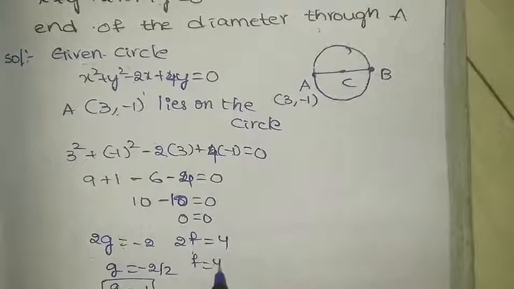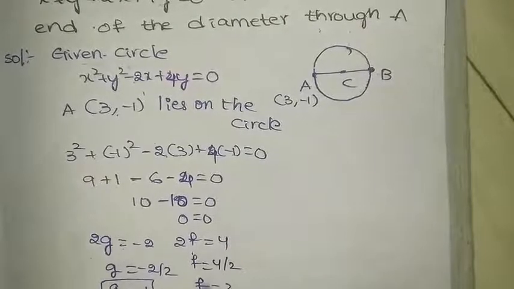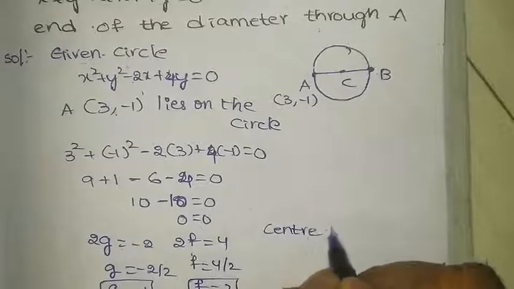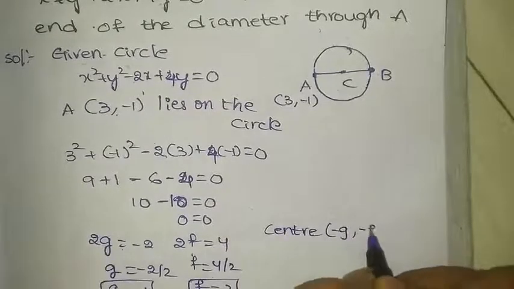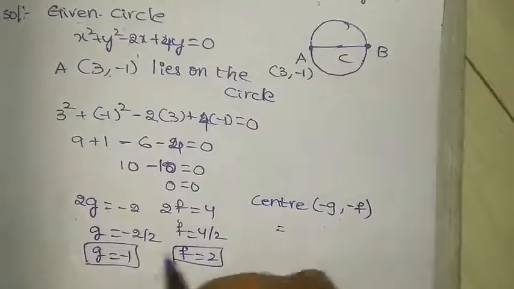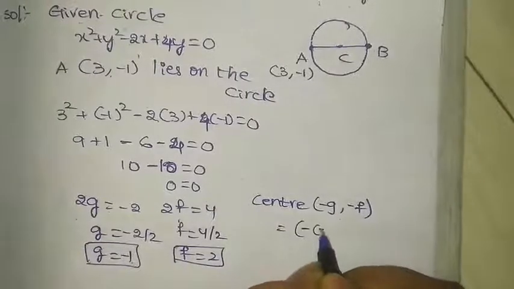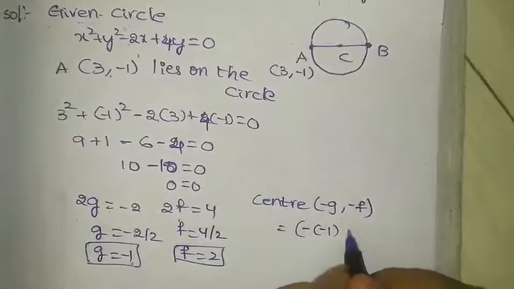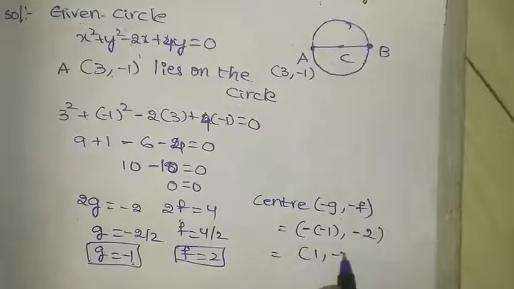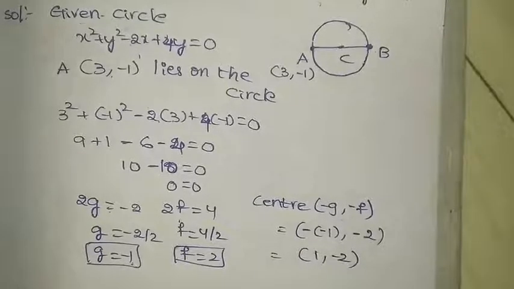And f is equal to 4 by 2, so f is equal to 2. We know the center is minus g comma minus f. That is equal to minus g is minus 1, g is minus 1. So 1 comma minus 2 is the center.